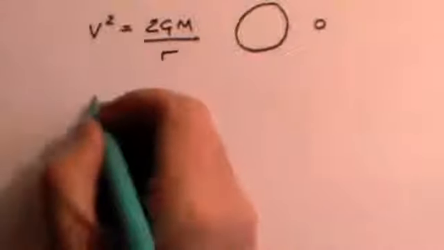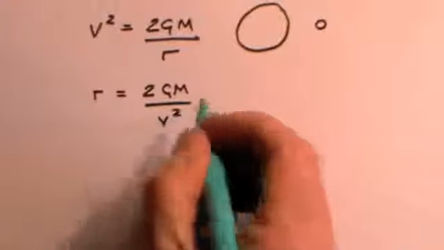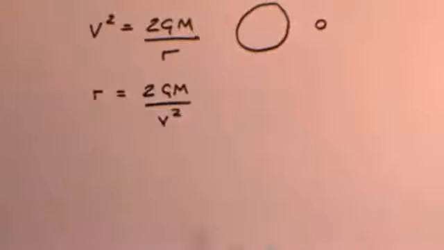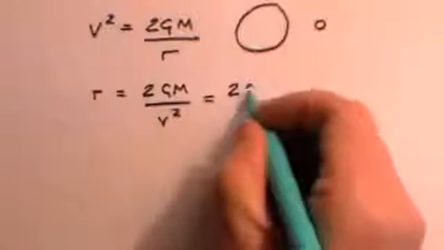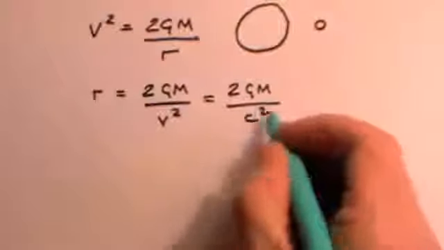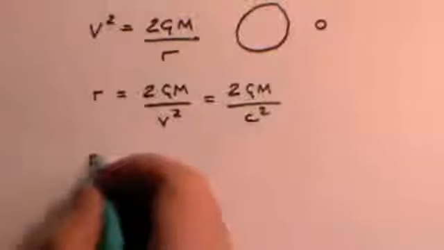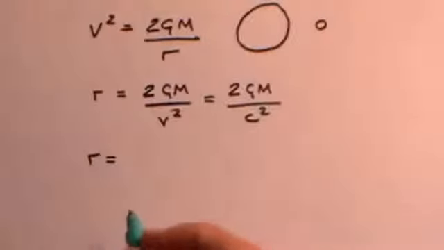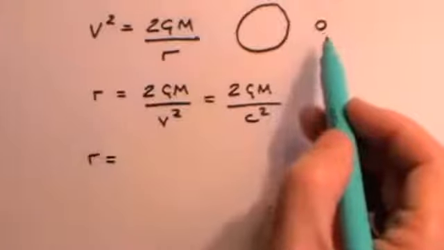Well, let's rearrange this formula, and we get that r is equal to 2GM over v squared. But we are saying that we want the escape velocity to be the speed of light, so that becomes 2GM over c squared. Well, we can work that out. That means that the radius of the Earth, if it were to be a black hole, that means all the mass of the Earth must remain within that new squashed sphere.